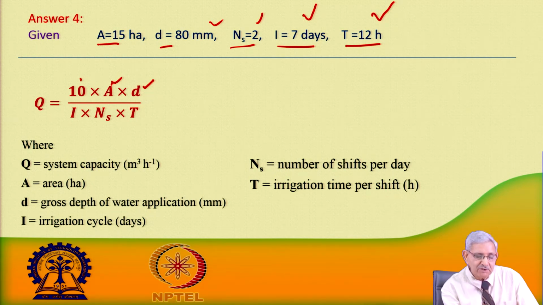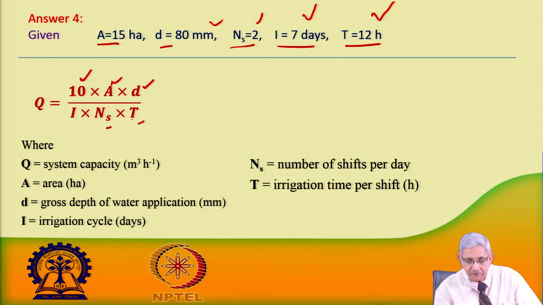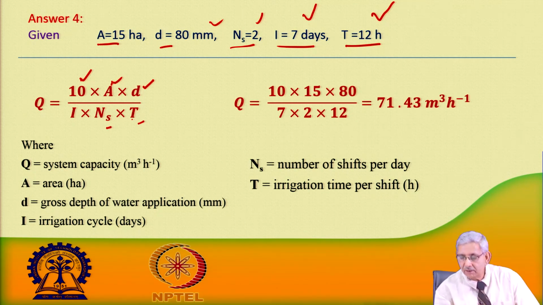So, this is the unit constant, and since we are interested to express in per hour, I is the number of irrigation cycles in days, this is 2 shifts, and then per shift it is operating in some certain hour, that is 12 hours. So, Q will be calculated by simply substituting these values in this particular formula, that is 71.43 cubic meter per hour.